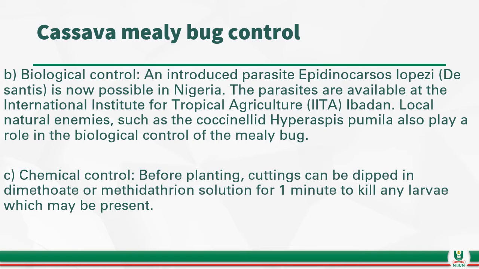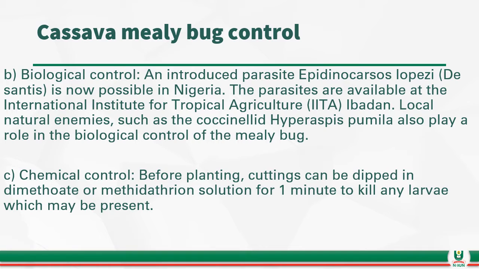You can also control this pest biologically by introducing another parasite, the Santis, and this is now possible in Nigeria because these parasites are available at IITA, that's the International Institute for Tropical Agriculture in Ibadan. And what you do is that you introduce these natural enemies to the cassava mealybug so they feed on them without destroying the cassava plant. So that's another way by which you can control this menace.